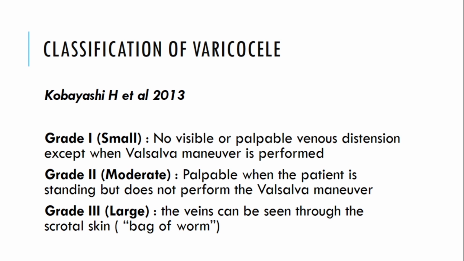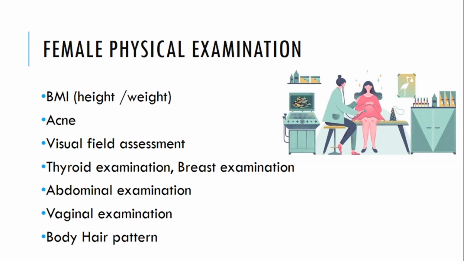Classification of varicocele is noted, and of course grade 3, which is classified as large, the veins can be seen through the scrotal skin, and one can classify that as a bag of worms. For the females, it's important to look at the body mass index, as it is for the male. Of course, for the obese and overweight, there's a possibility of having anovulatory cycles.